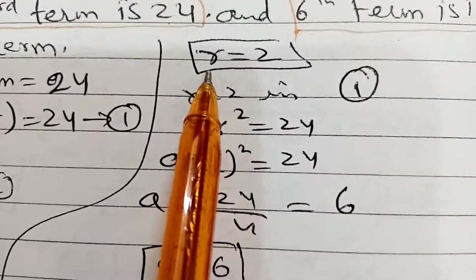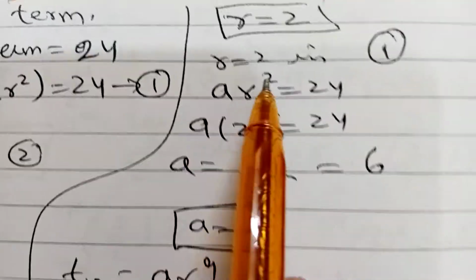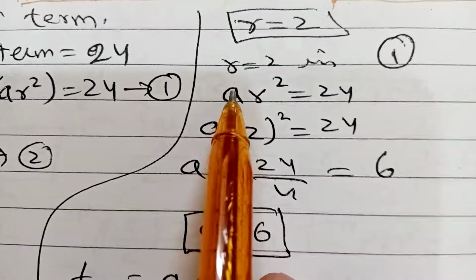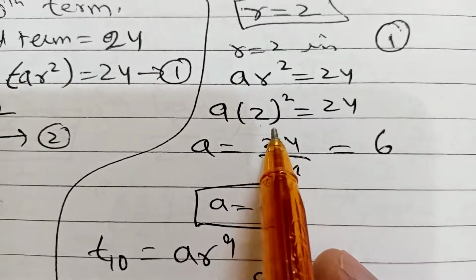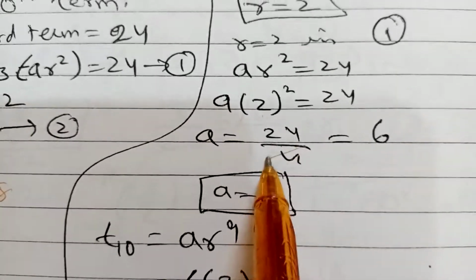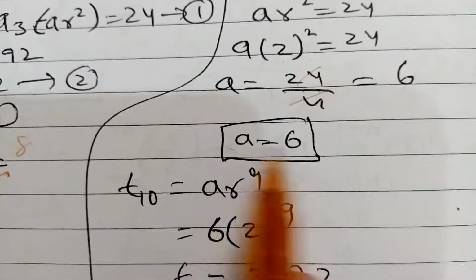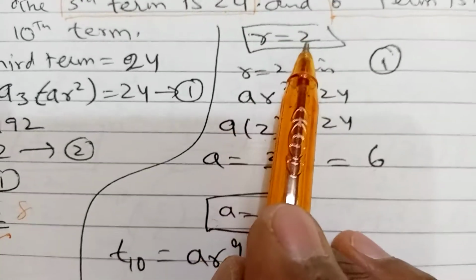So r is 2. Substitute r in the first equation. What is the first? a r square is equal to 24. a as it is, r means 2. 2 square 4. Okay. Send 4 to here. 24 by 4. 4 sixes are 24. a is equal to 6. Now we got a is equal to 6, r is equal to 2. So what is the question?